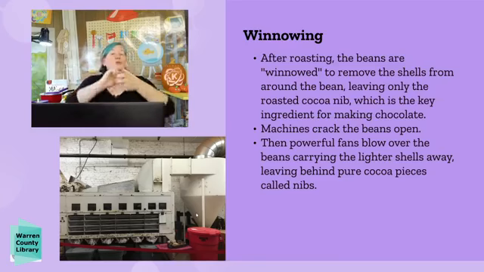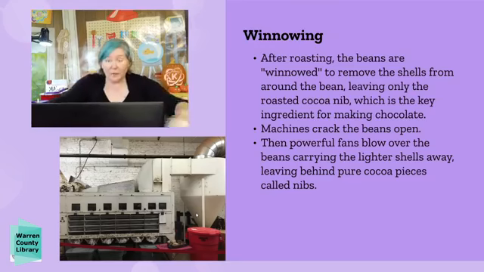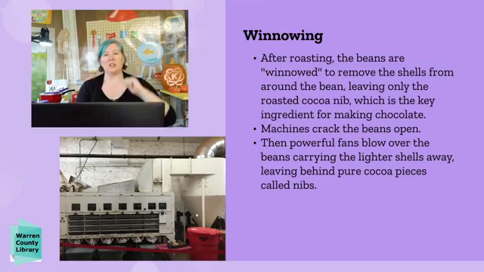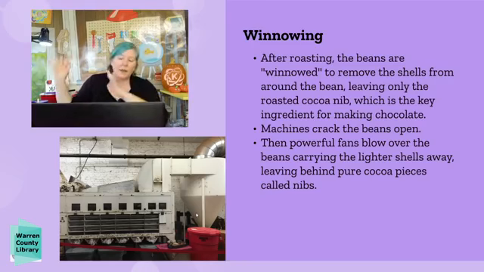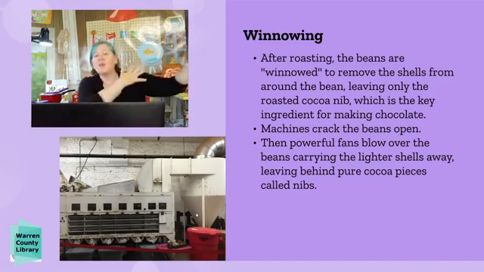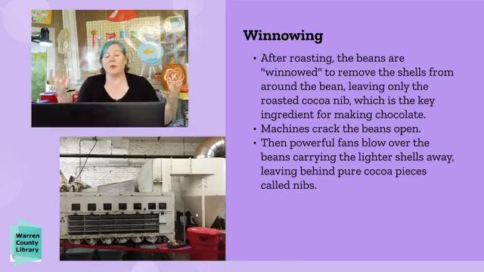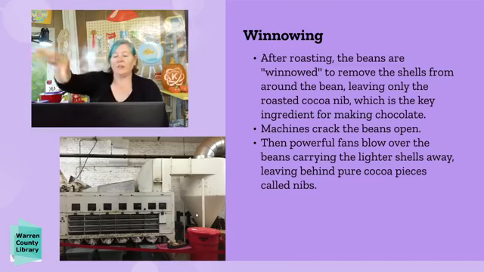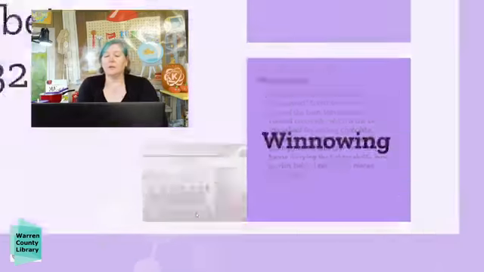So they crack the beans open. Traditionally, they would do this with rocks. Obviously, we have machines for it. Crack the beans open, and then fans blow wind over the beans and push the lighter shells away, leaving behind pure cocoa pieces called the nib. That's what we want. So we get rid of the outside shell, we leave the roasted nib, and then kind of the meat.